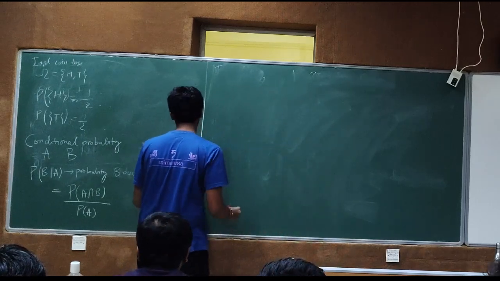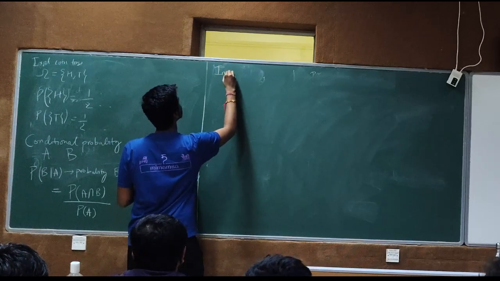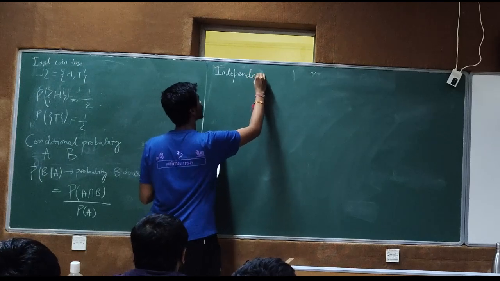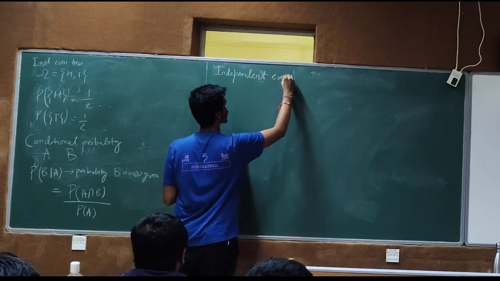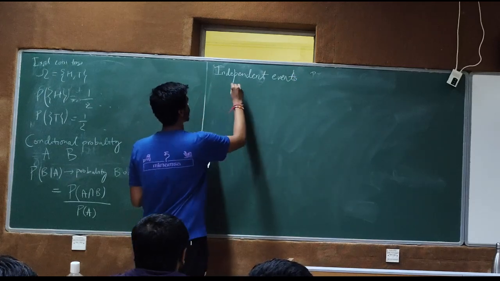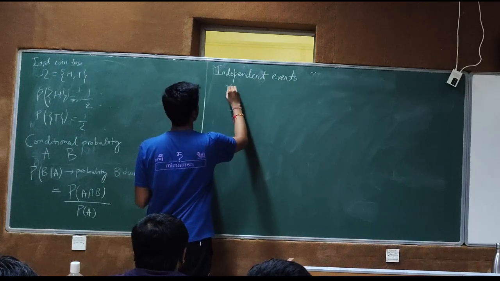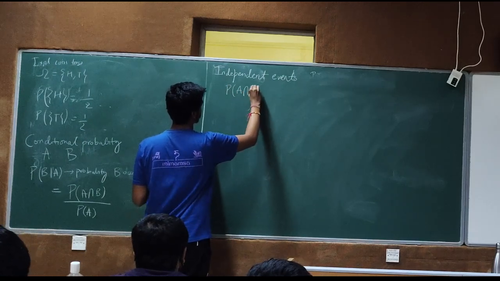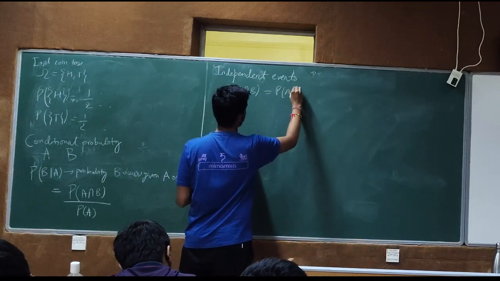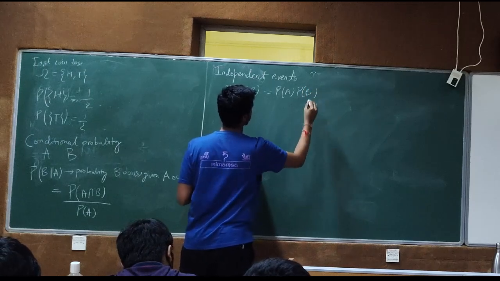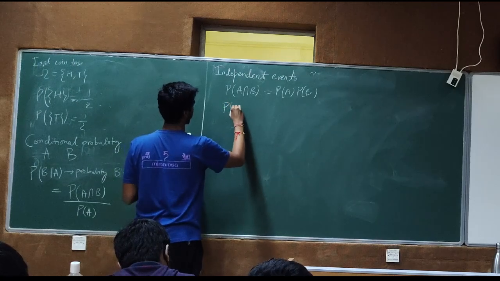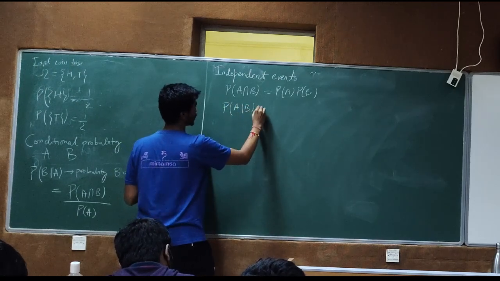Now we define something called independent events. It says that the probability of occurrence of A intersection B is the probability of A times the probability of B. And why do we call these independent? Because here we have P(A|B) equal to P(A).